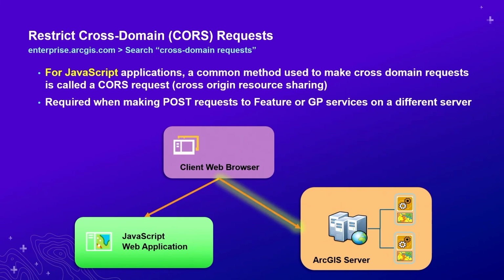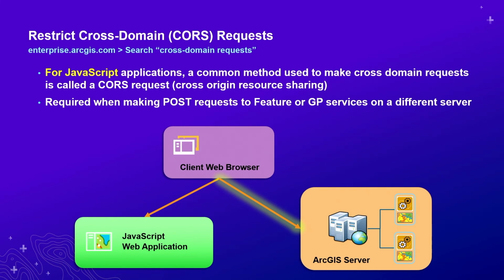These are considered cross-domain requests because the ArcGIS Server does not reside on the same machine where the JavaScript web application resides. Now, in a lot of cases, these types of requests can be made without what's considered a CORS, or cross-origin resource sharing, request. But if the service is a feature service or a GP service and requires a post request, then a CORS request is required for this.